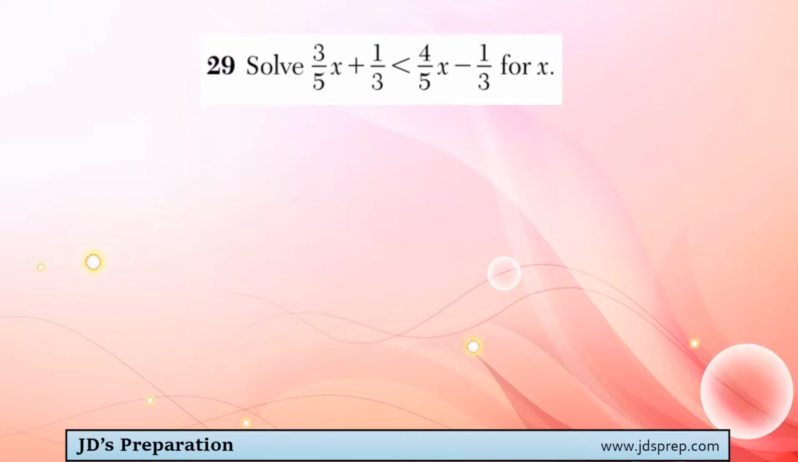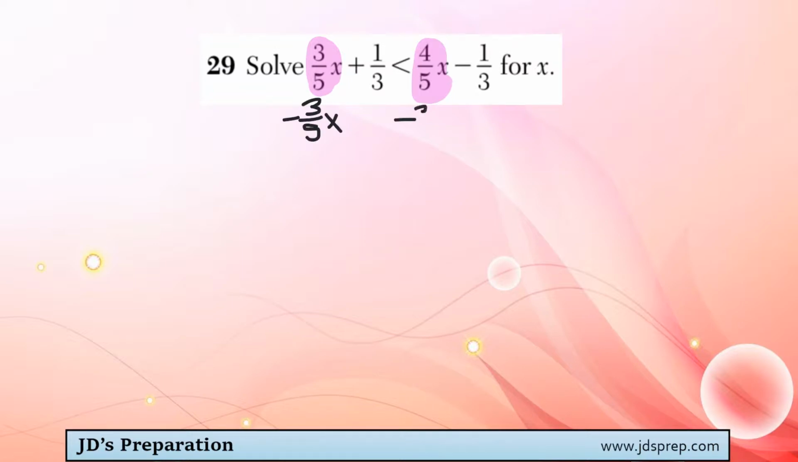The first thing I notice when looking at this inequality is that we have an x term on both sides. So in order to solve this, we're going to have to eliminate one of them. I'm going to eliminate the 3/5 x by subtracting it from both sides.